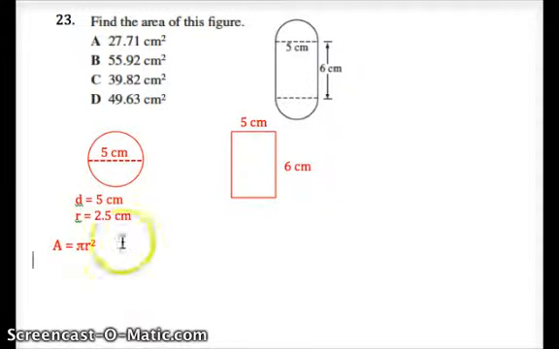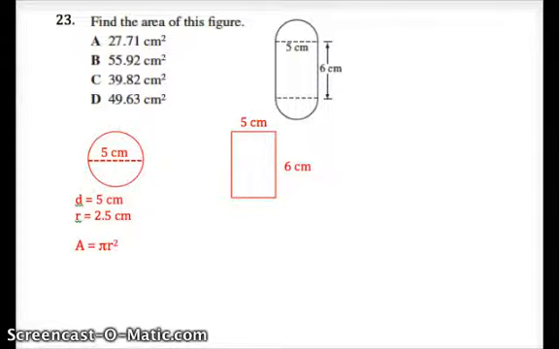The reason we need to work out what the radius is is because the formula for a full circle is area equals pi r squared. So that's why we needed to know what r was, not what d is. So we're going to start off by working out the area of the full circle, which is area equals pi r squared. So I'm just going to bring that in now.